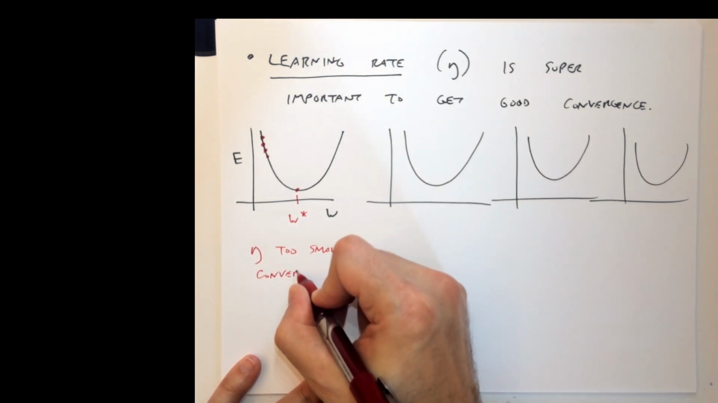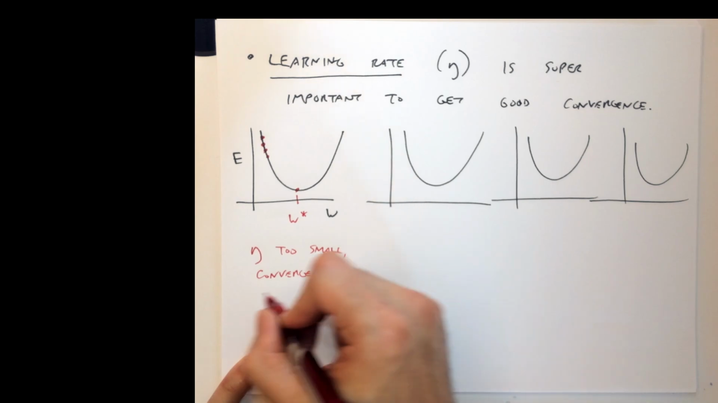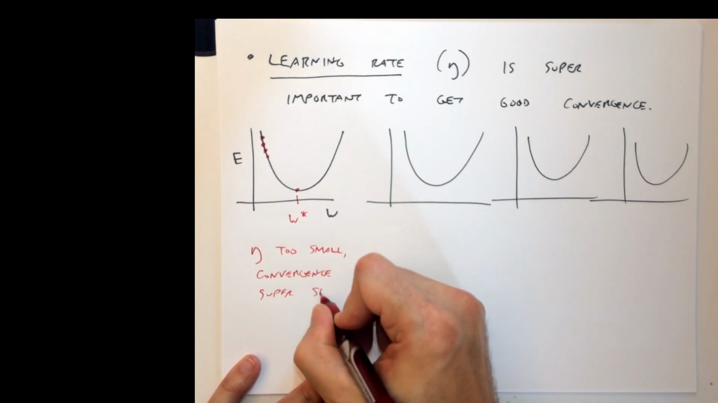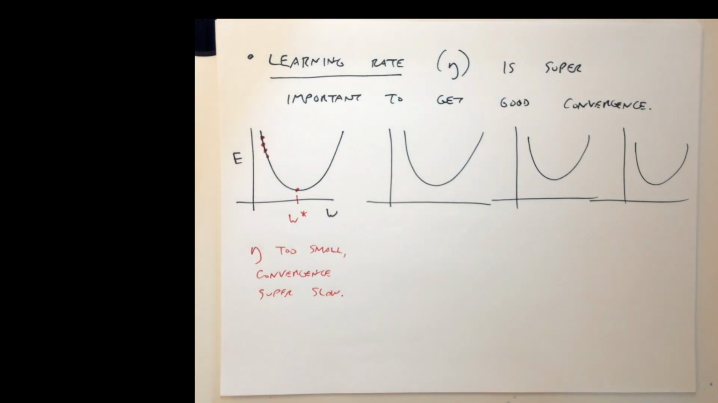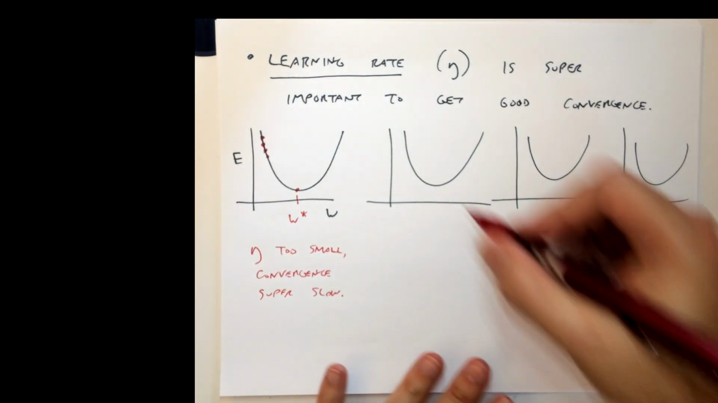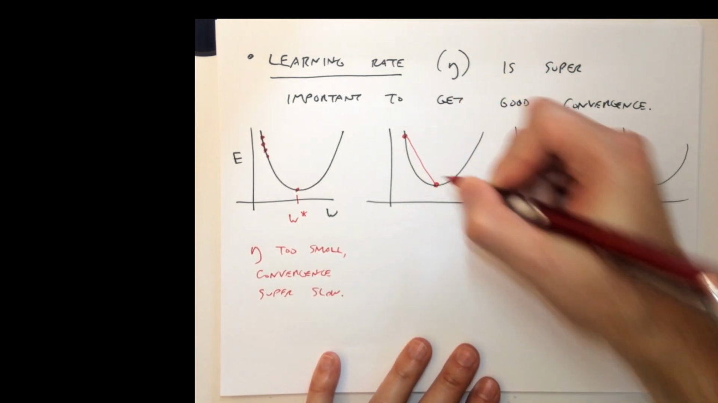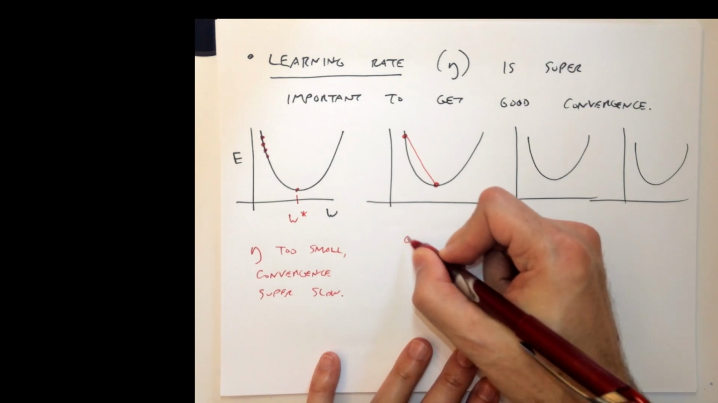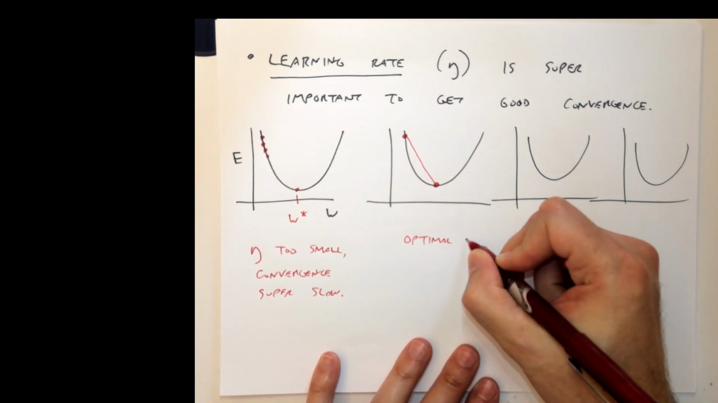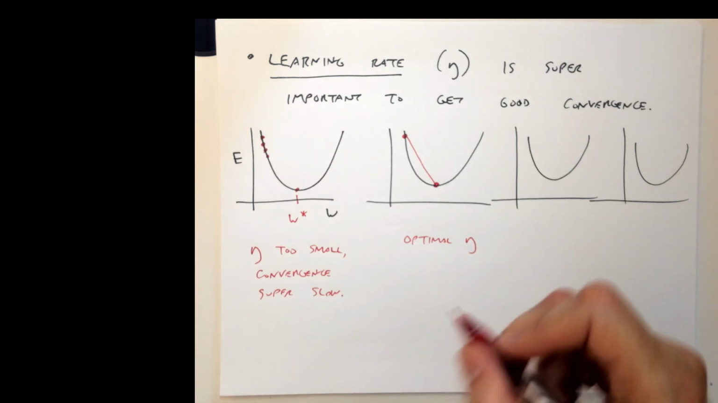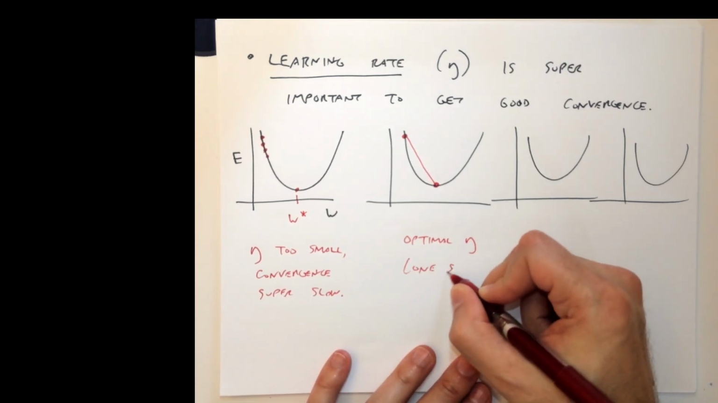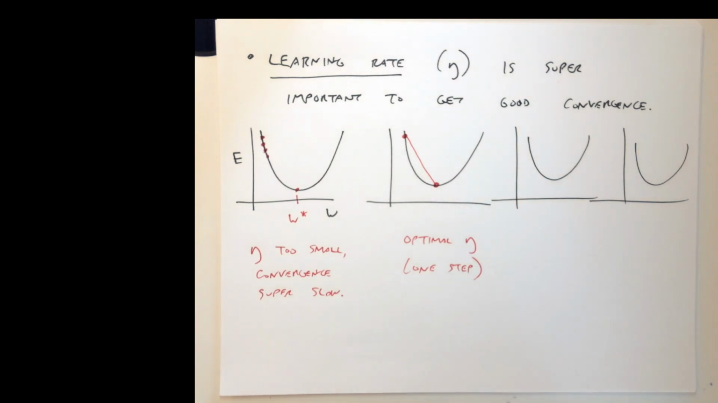Convergence will be super slow, right? So if I took a minuscule step every time, yes, eventually I would get there, but it would take me way, way, way too long, right? Ideally, what I want is that if I start here, I take 1 step right down to the bottom, right? So this is the optimal step size, which of course you never know, right? That's the problem, you never actually know how much of a step is safe to take, right?